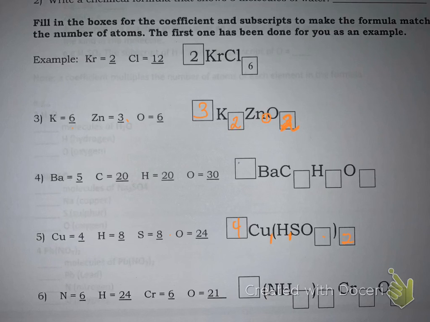So let's work backwards on the O's. 24 divided by 4 is 6. 6 divided by 2 is 3. These are more complicated. Try them. If you have questions, shoot me an email.